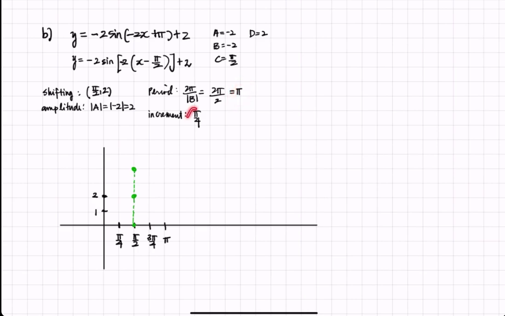So, ilang increments yon? 4. So, 1, 2, 3, 4. Okay. Actually, laging ganun, laging 4 na increments, kasi ganun natin ginawa yung formula. Yung increment mo is period over 4. And the period is yung haba. So, 1, 2, 3, 4.